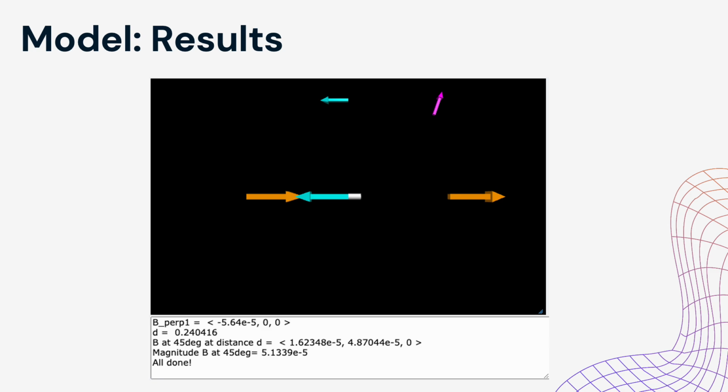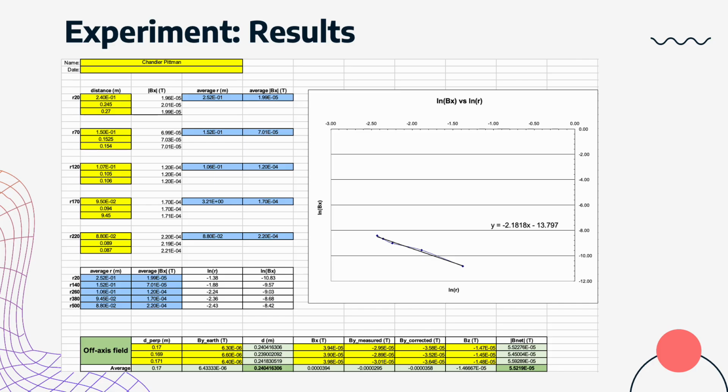We got a magnitude B at 45 degrees of 5.1339 e to the negative fifth. And if we compare that to what we got on our spreadsheet, it's a little bit lower, as we got 5.5219 e to the negative fifth. So a little bit different, however very close.